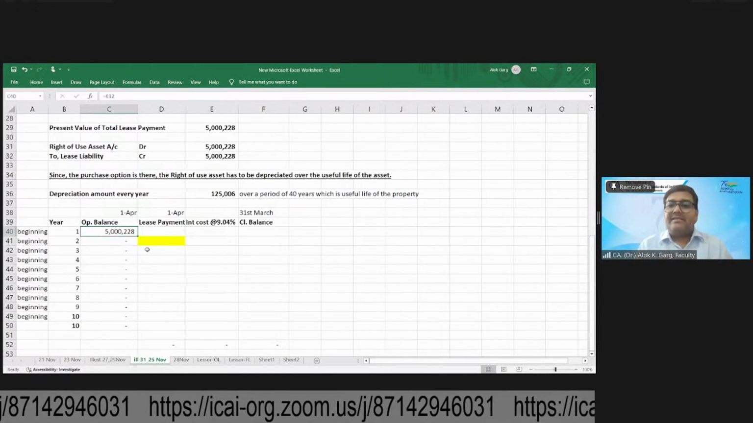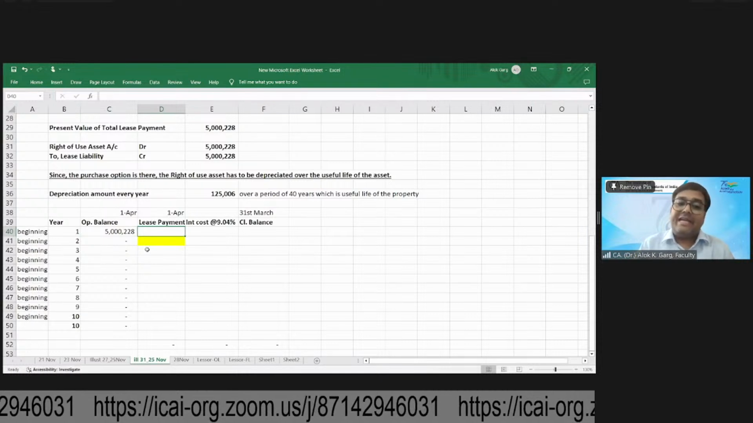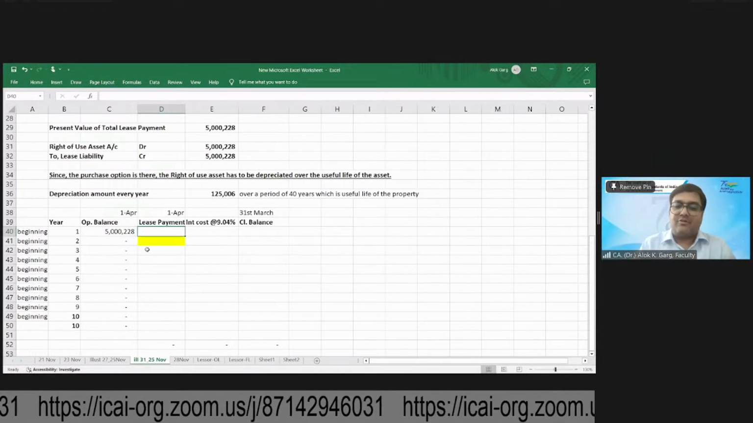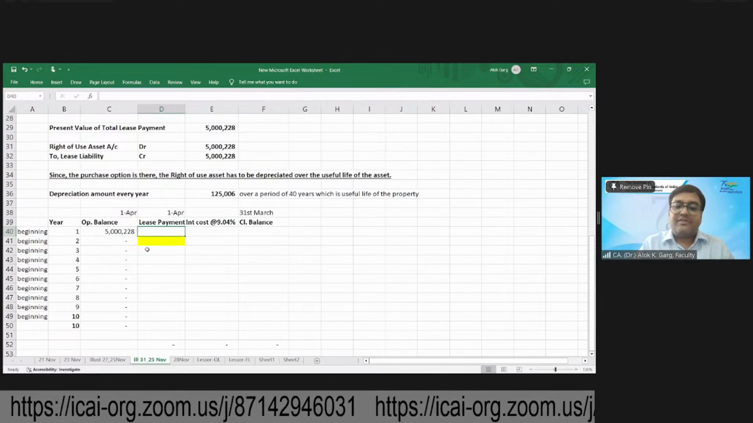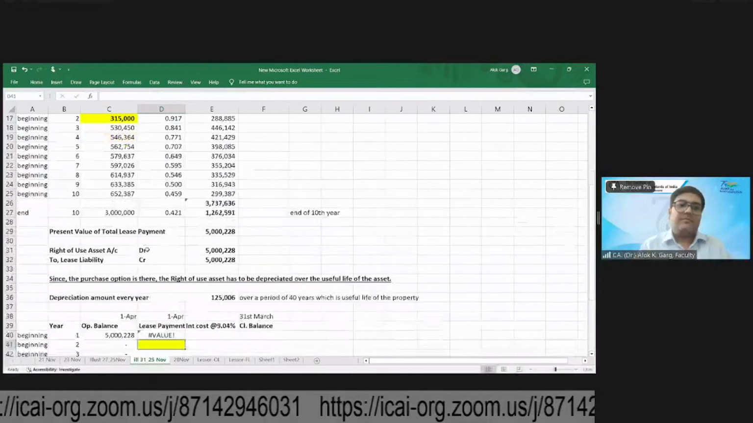This is the opening balance. Then your lease, since it is the beginning. So I have first netted it off my opening balance, then I'll compute the interest cost. So what is my first lease payment? My first lease payment will be 5 lakh.